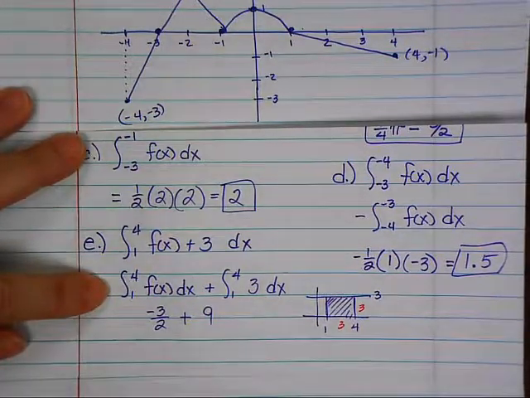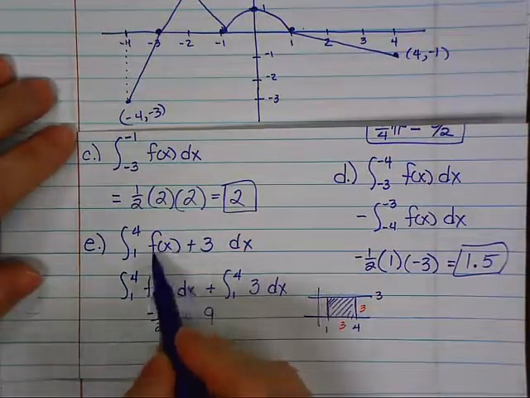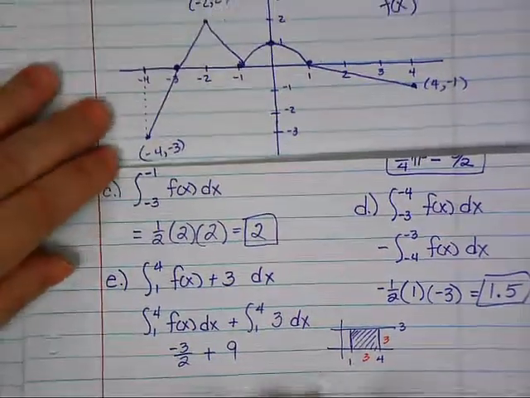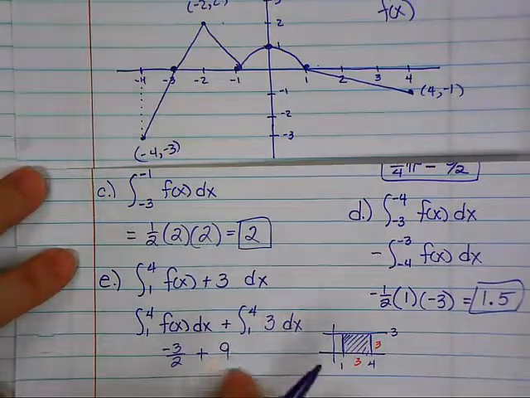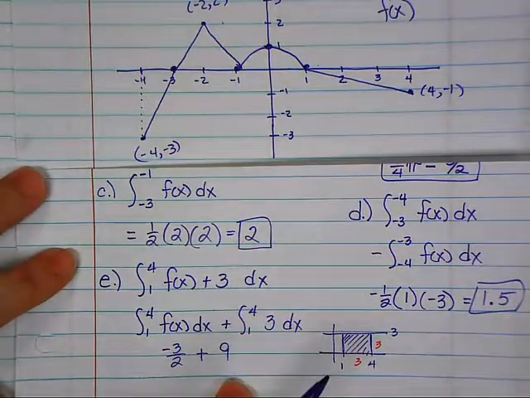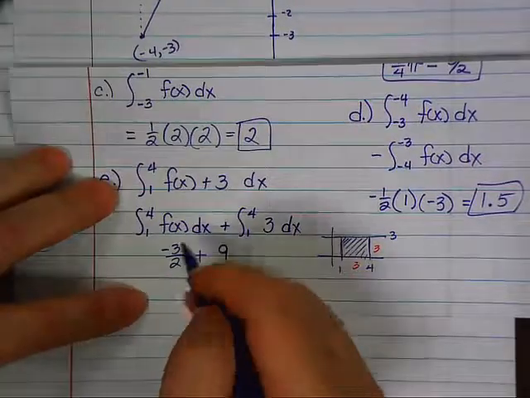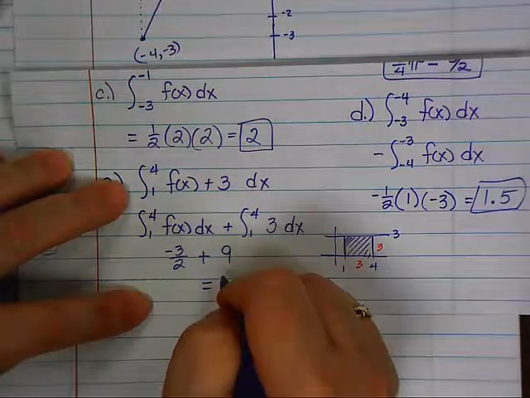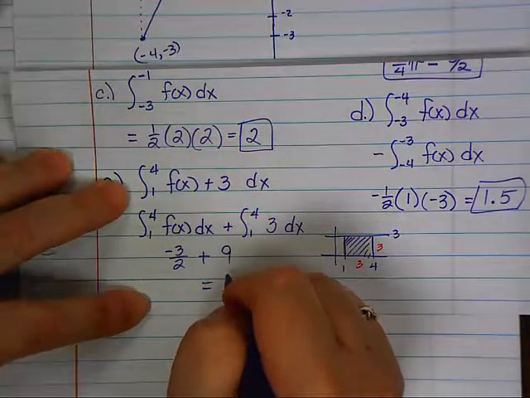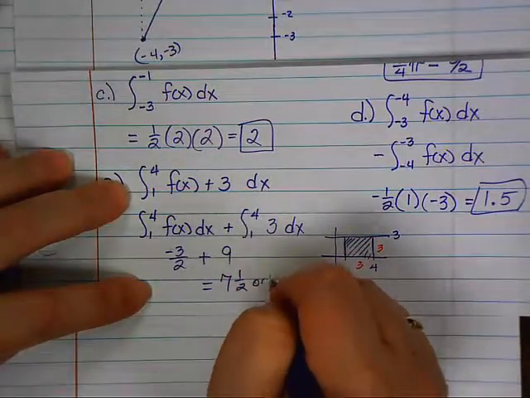So what that means is, let me explain it to you pictorially. Remember I told you that this means I'm taking that funky looking graph and moving it up 3. What this tells me is if I moved it up 3, I'm adding 9 more square units of graph to it. Okay? Without having to redraw the graph. So now I get a final answer. What is 9 minus 3/2? 7.5. I thought somebody said 7/2. No, 7.5 or 15/2.